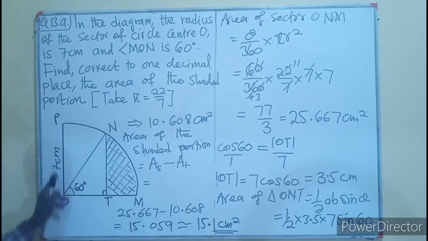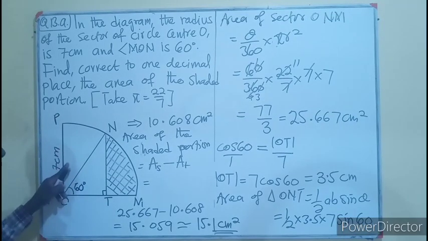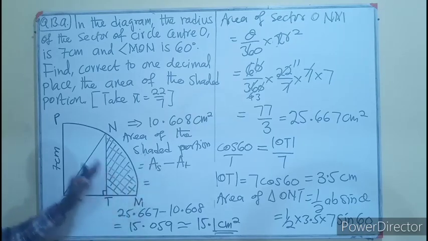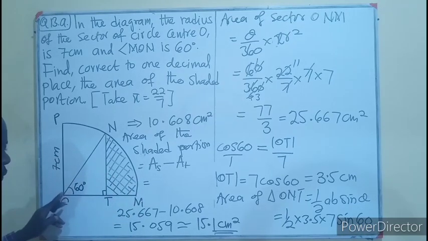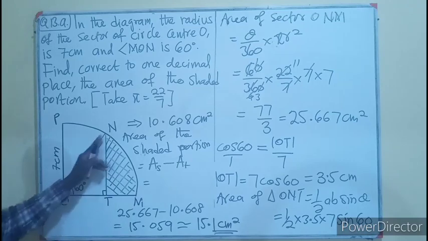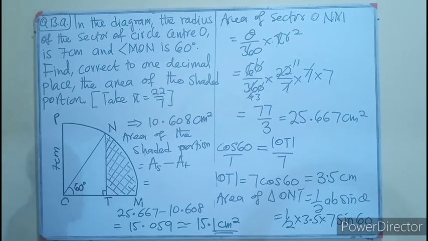So even though we have the bigger sector, which is made up of sector 1 and sector 2, since we don't know the angle here, we focus on this sector and this triangle, then that will be the portion left. I believe the concept is clear.